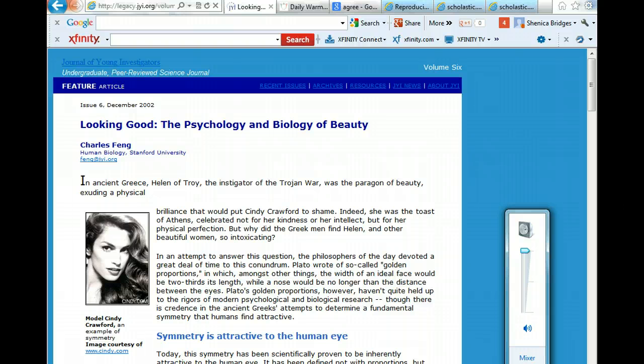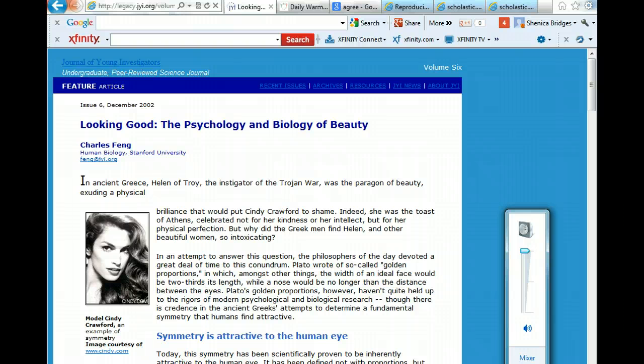That's RI 7.8, and then we have SL 7.4, present claims and findings, emphasizing salient points in a focused, coherent manner with pertinent descriptions, facts, details, and examples. Use appropriate eye contact, adequate volume, and clear pronunciation.